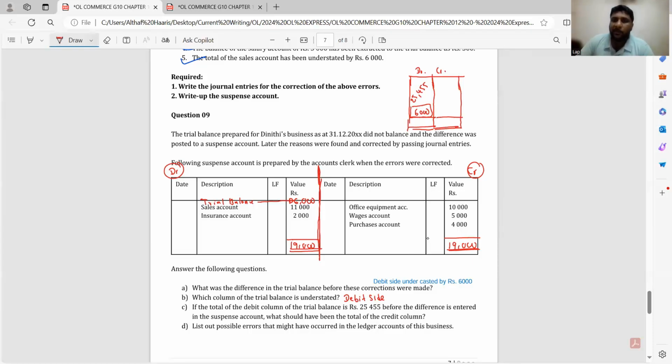So what is the total that would have been? 31,455. In the credit side, there was a balance of 31,455.